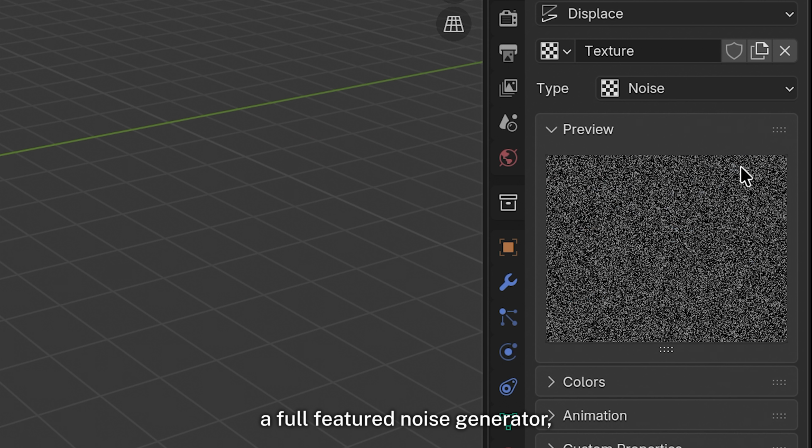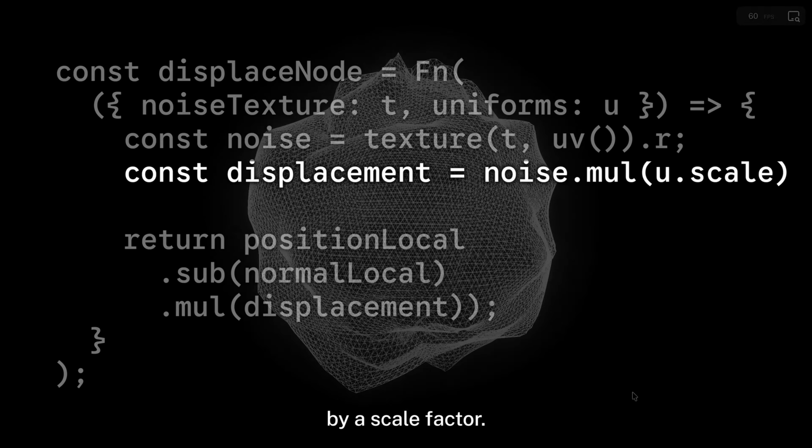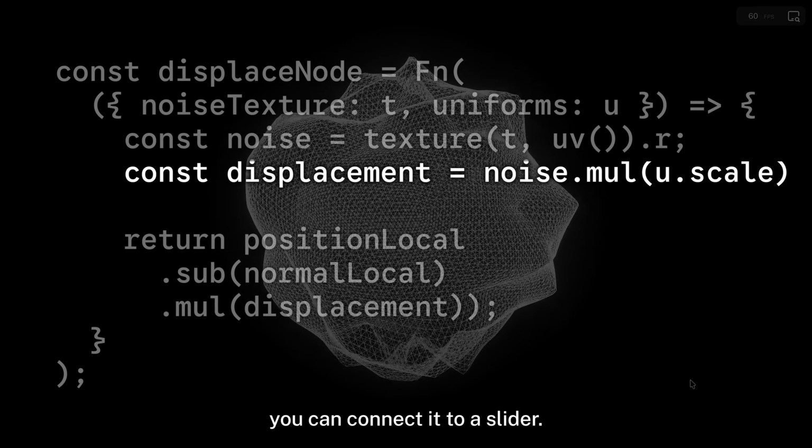But how do you adjust the amount of distortion? We're going to multiply the displacement amount by a scale factor, and optionally you can connect it to a slider.